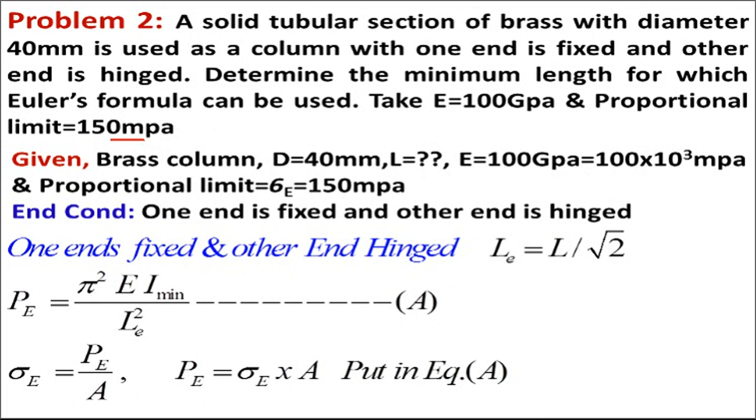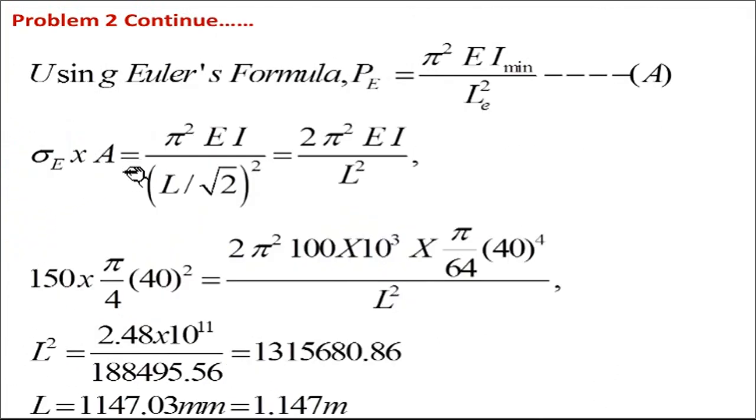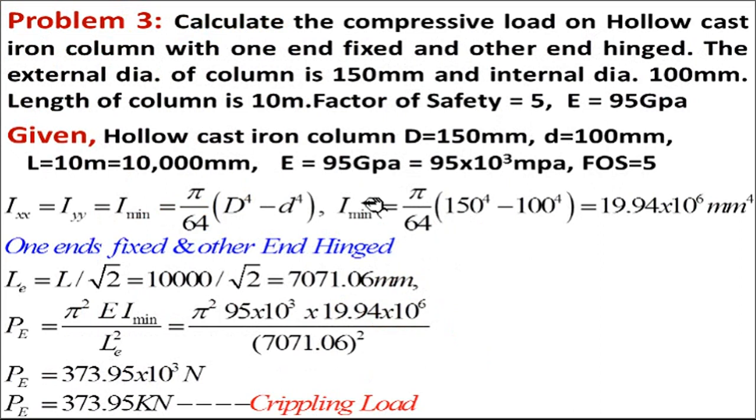Okay. So by putting PE is equal to sigma into A, pi square E upon L, where L means effective length, L upon root 2. If you square this, it will be L square by 2, because under root of 2 means it will be 2 after squaring. L square by 2, this 2 will be on the numerator, and on the denominator it will be L square. So putting area here, the only unknown is L. By solving this we will get the value of L, and that is 1.147 meter. Okay, you write down all these things in your notebook, then you can check the calculations.